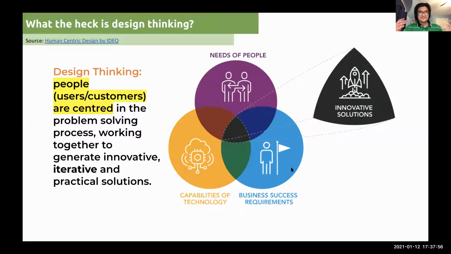So design thinking. So what the heck is design thinking all about? Well, design thinking is the problem-solving approach where people, users, or specifically customers are centered in the problem-solving process, and working together between the developers, the entrepreneurs, and even the users to generate innovative, iterative, and practical solutions. Now, these solutions are actually born out of the intersection between the desirability from people, the financial viability, and the technical feasibility Venn diagram.